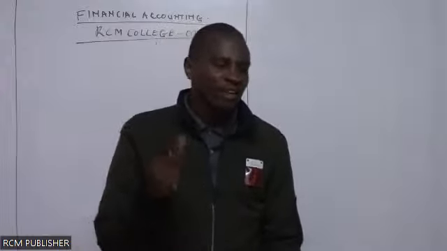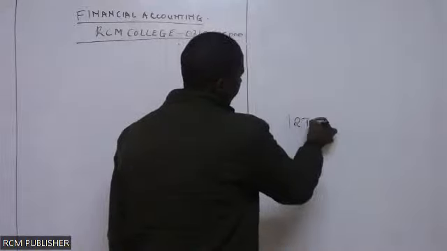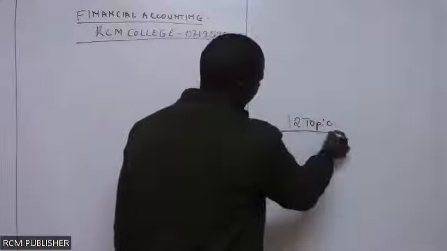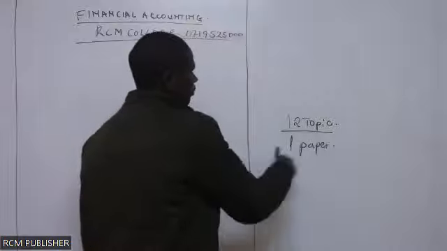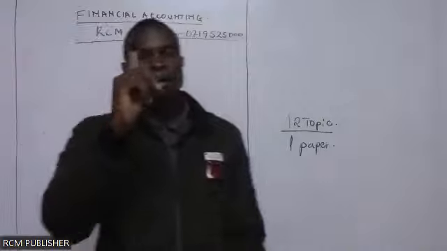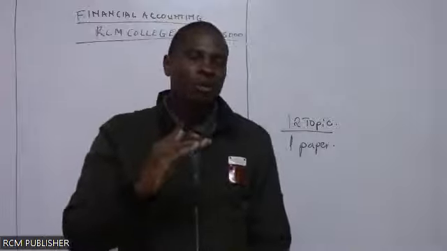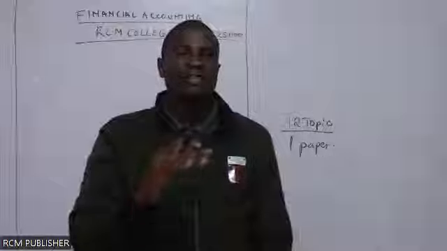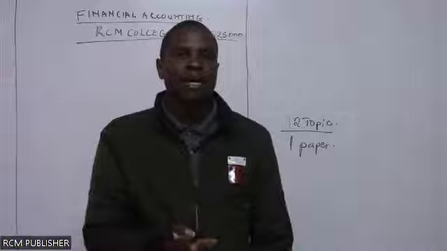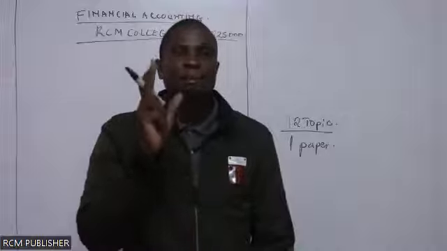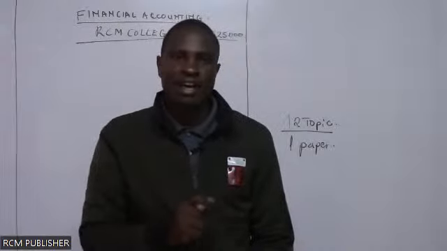Financial accounting, we have 12 topics. This is paper number 1, as far as CASNEB is concerned. It is the paper that will help you to understand the accounting concepts, the principles of accounting, the standards of accounting, the basics of accounting. As an accountant, this is a very important paper that you need to understand.